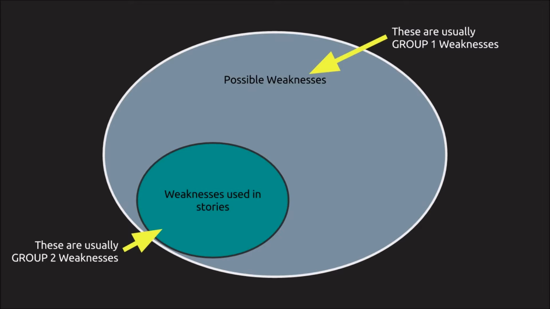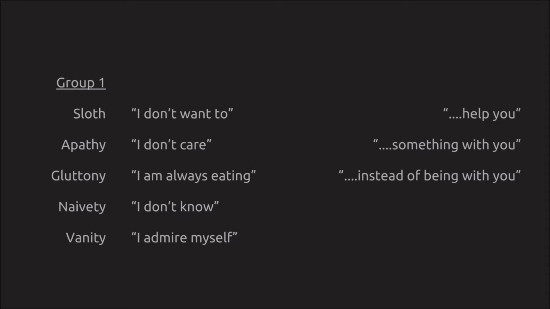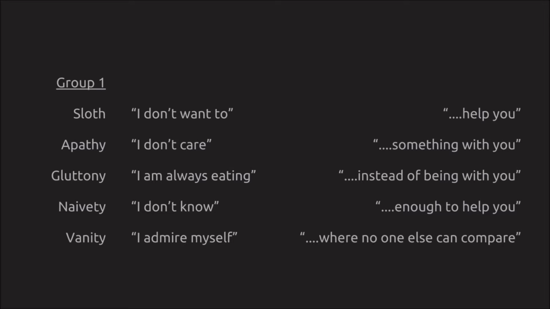Let's look at the Group 1 list again and see examples on how they can be developed to become moral needs, and not just psychological needs. I don't want to can be fleshed out to become I don't want to help you. I don't care to do something with you. I am always eating instead of being with you. I'm not sure. I don't know enough to help you. I admire myself where no one else can compare.